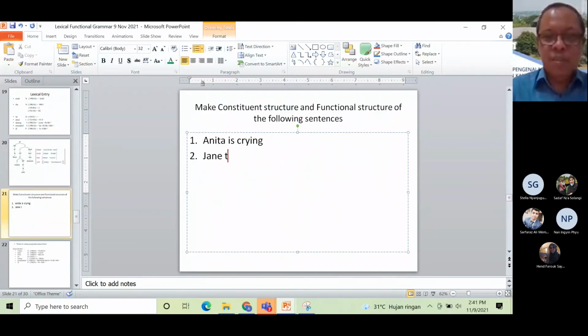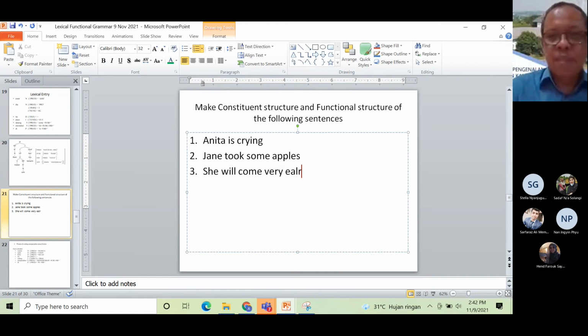Jane took some apples. Jane took some apples. Make phrase structure and constituent structure. Yeah. She will come very early. Okay. Will come very early.